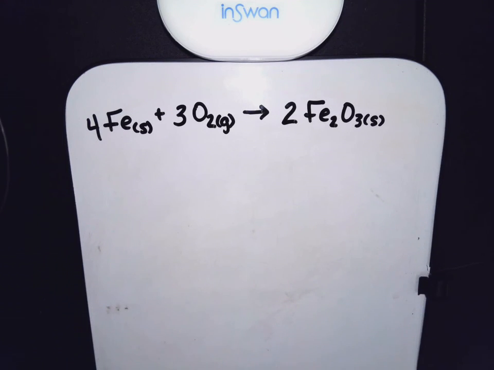In this video, I'll go through the process of identifying whether a substance was oxidized or reduced in a redox reaction. So redox reactions are reactions that involve oxidation and reduction. Oxidation represents the loss of electrons. Reduction represents a gain in electrons.